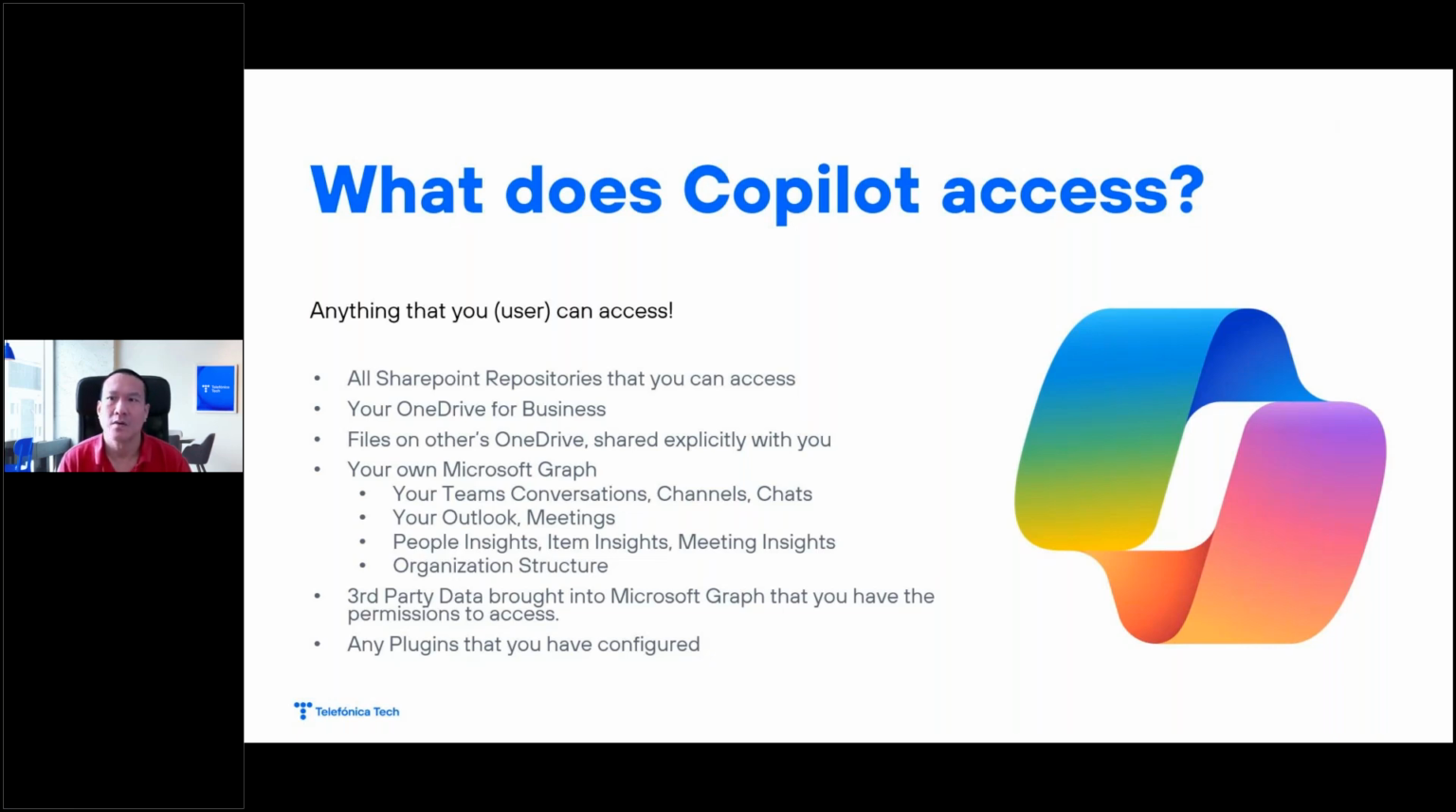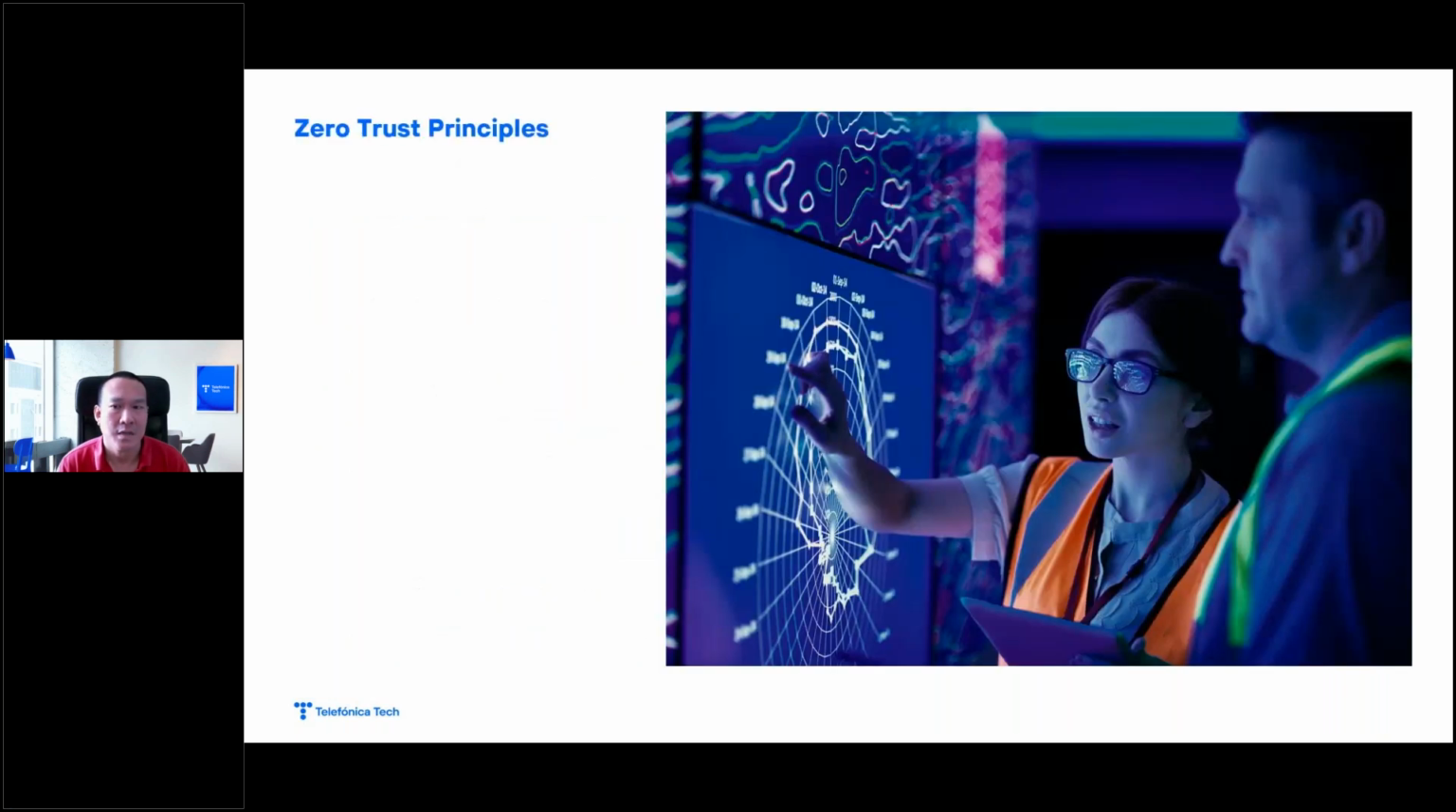So let's look at what we should do to strengthen our security so that Copilot is safe for you and your organization and your data. Microsoft recommend applying the zero trust principles, and these are 7 layers of protection. I'll go through these quite quickly, but then I'll deep dive into one of the areas which I think is key. So first things first, data protection.